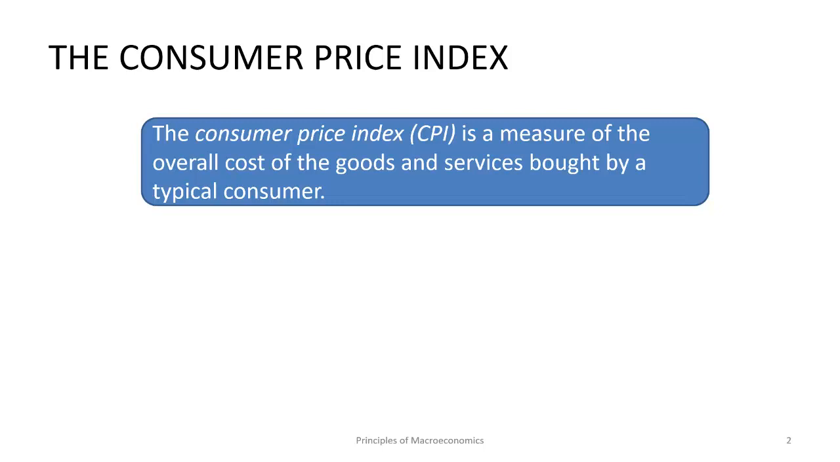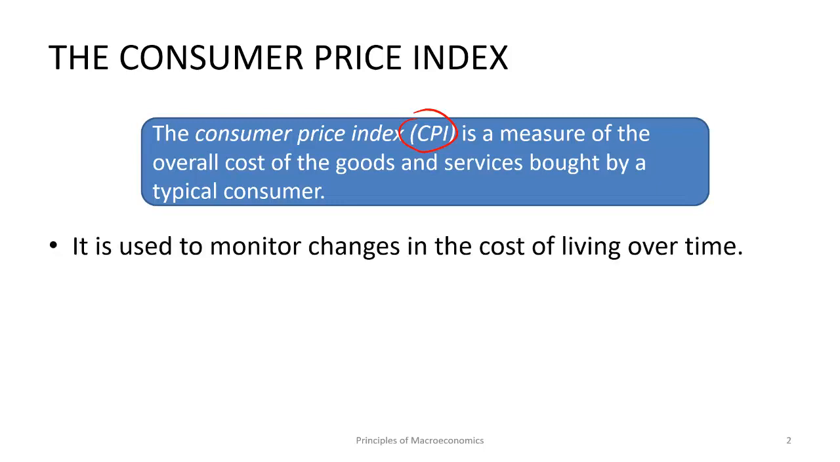So consumer price index, also called CPI, is a measure of the overall cost of the goods and services bought by a typical consumer. So in an economy like the United States, we have billions of different commodities and each has their own price. So how do we know if the overall prices are going up? And one of the ways to capture overall prices in the economy is to calculate consumer price index or CPI.